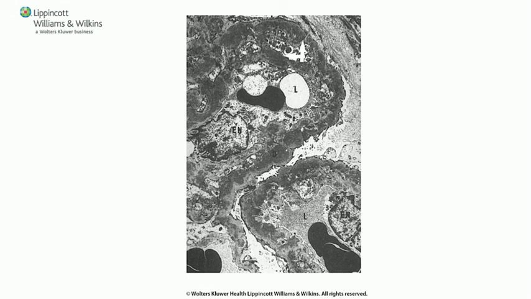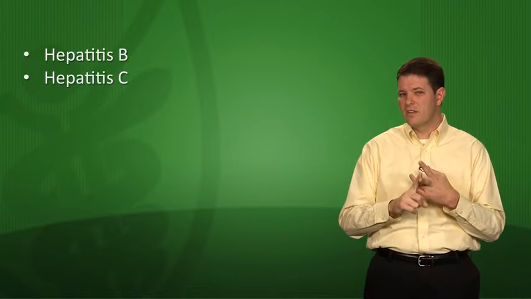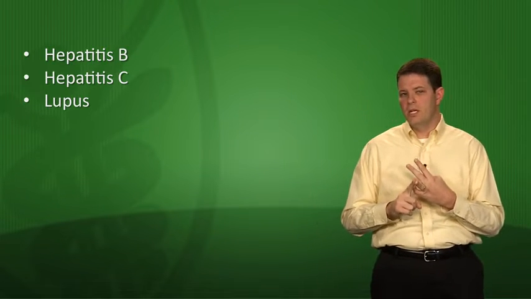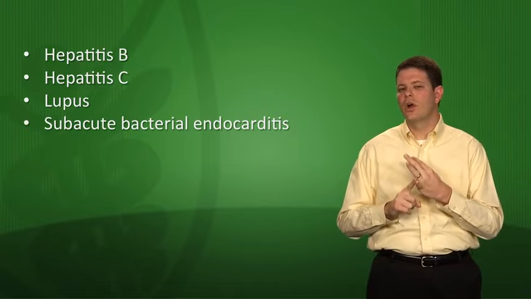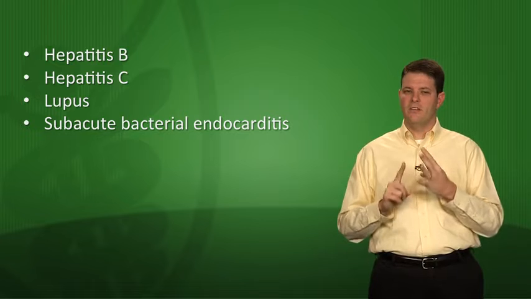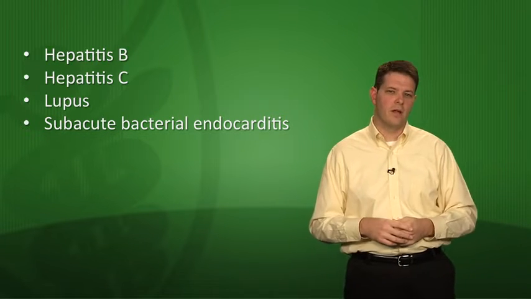And here on electron microscopy, you can see the doubled up basement membrane at the top and that tram track appearance. And then toward the center, there are these dark immune deposits along the basement membrane and also in the mesangium. And I think it's worth knowing that MPGN can be caused by hepatitis B and by hepatitis C. So if they give you a patient with hepatitis B plus glomerulonephritis, think about MPGN. Lupus can cause MPGN, and then subacute bacterial endocarditis can also cause it. So again, hepatitis B, hepatitis C, lupus, and subacute bacterial endocarditis. Make sure you know those as causes of membranoproliferative glomerulonephritis.